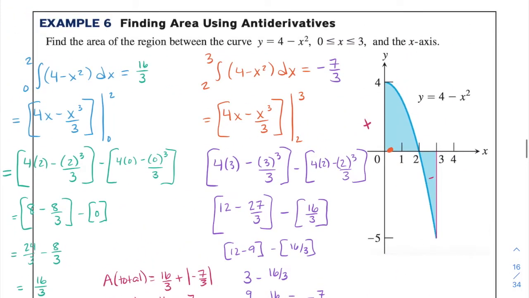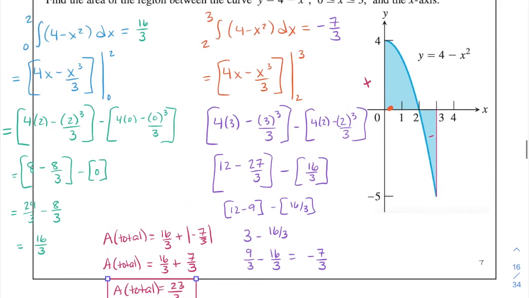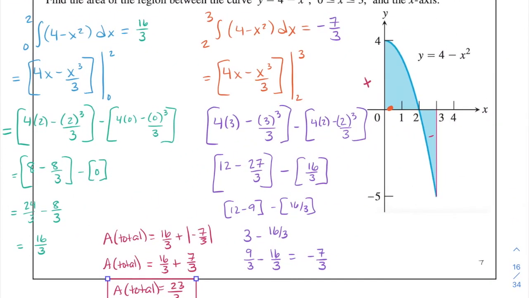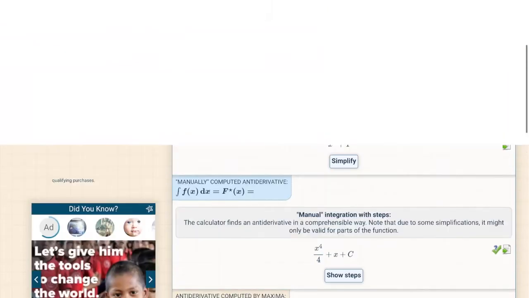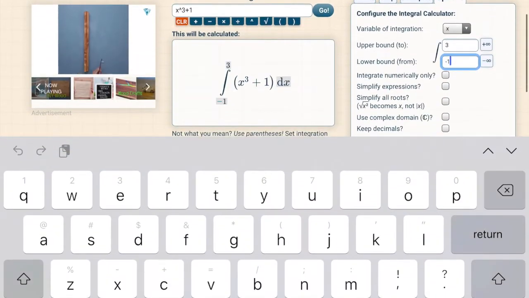So the area total for this is 23 thirds. Now let's go to the calculator and see what it would have done. So what, 16 minus 7? Let's see if we would have gotten 9/3, which is 3. We probably would have gotten 3 for this one. So let's go 0 to 3. We actually already have 3 there, so let's put in 0.